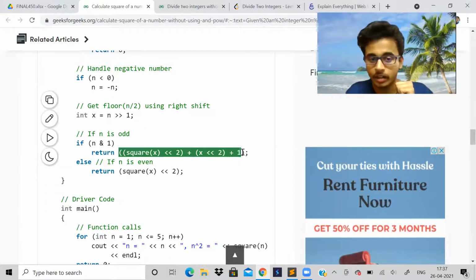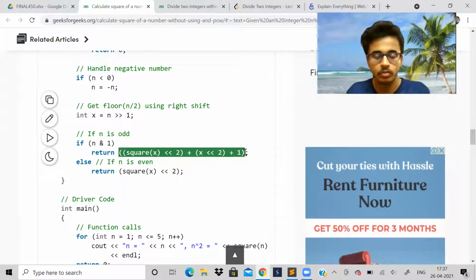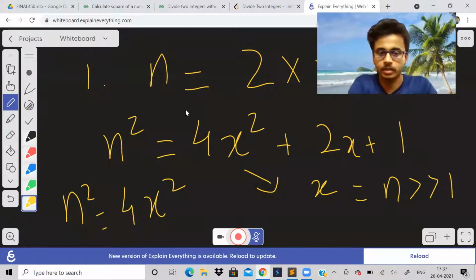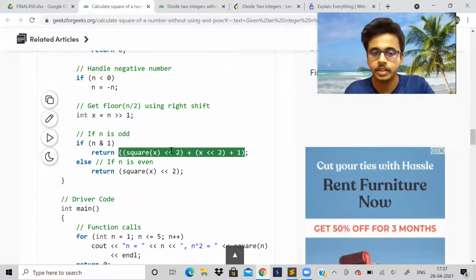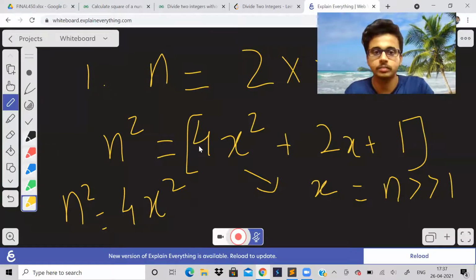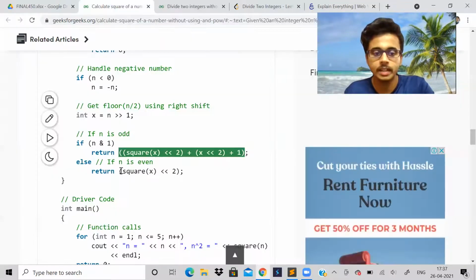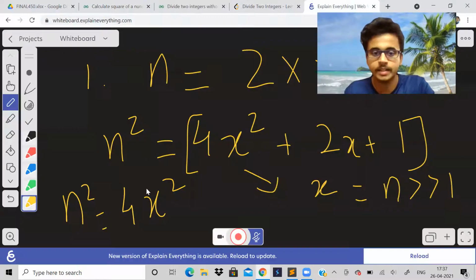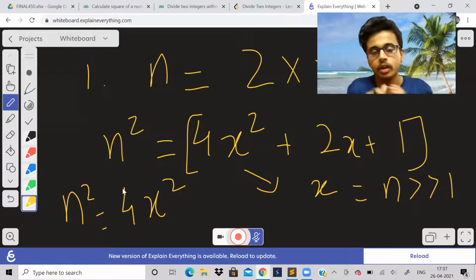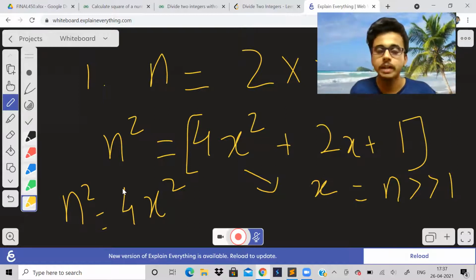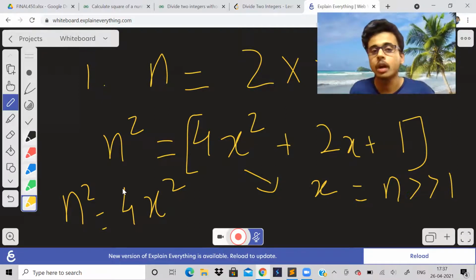Whatever this expression is written, just see this carefully, this expression is the same as this expression. Similarly, this expression is the same as 4x square. So the important thing over here is, if you cannot use the multiplication operator, you can always use a bitwise operator. How to multiply a number by 4? Left shift it by 2. How to multiply a number by 8? Left shift it by 3.